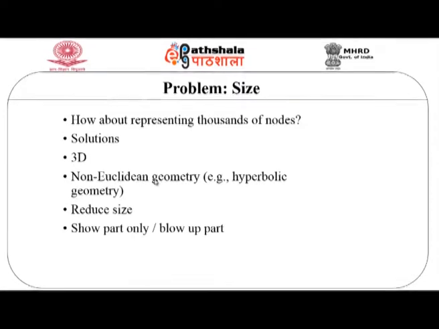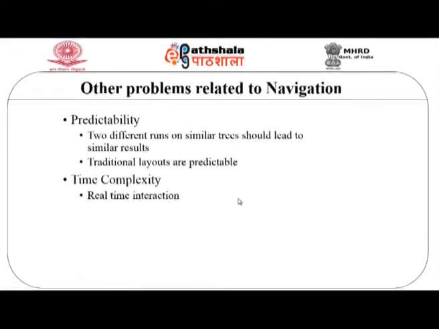One of the major problems in graph drawing or graph visualization is the size of the graph. So, how is it possible to represent some thousands of nodes on a screen which is of some size x cross y? Some of the solutions to this are 3D graph drawing approaches. Non-Euclidean geometry can be applied, that is in the case of hyperbolic trees, non-Euclidean geometry is being applied to represent the entire graph. They can reduce the size of the graph. They can only show a part of the graph or blow up the part of the graph which is of interest to the end user.